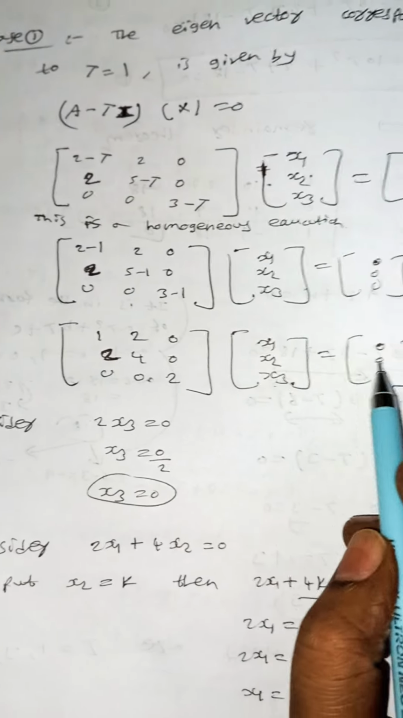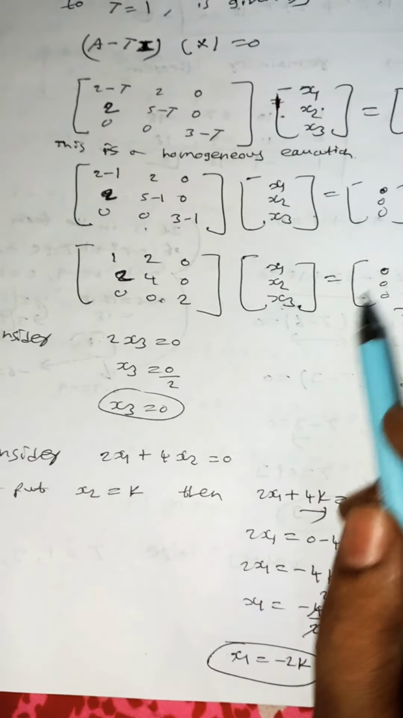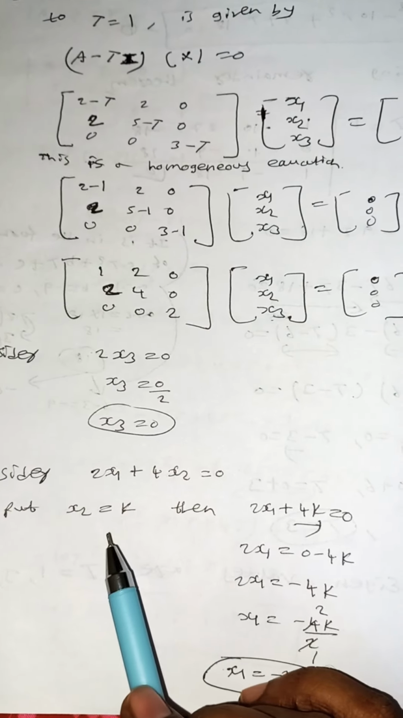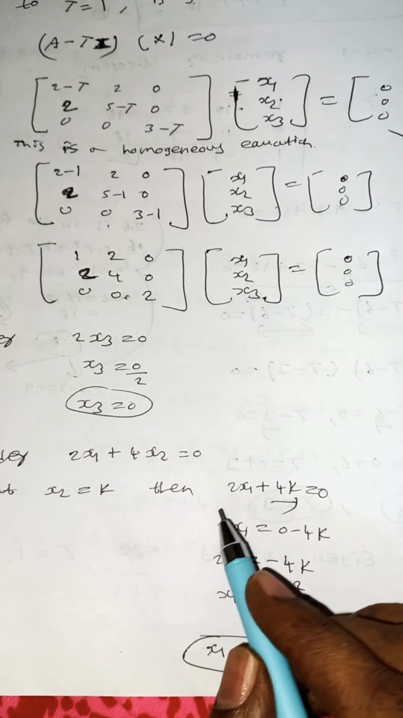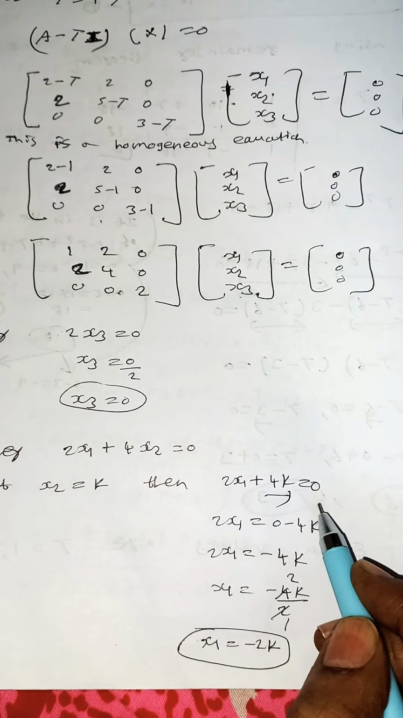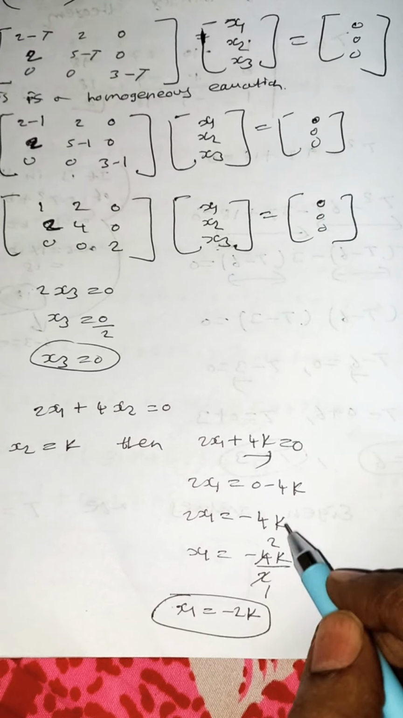2x1 plus 4x2 is equal to 0. In that, I am taking x2 is equal to k. You can take x1 also, no problem. So 2x1 plus 4k is equal to 0. Send 4k that side, plus will become minus. 0 minus 4k is minus 4k.